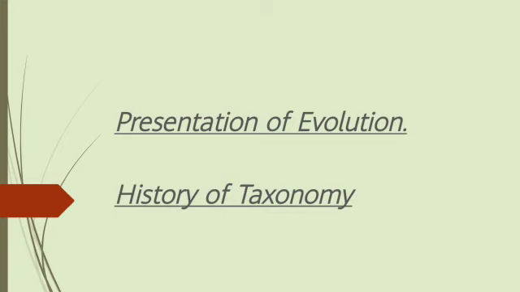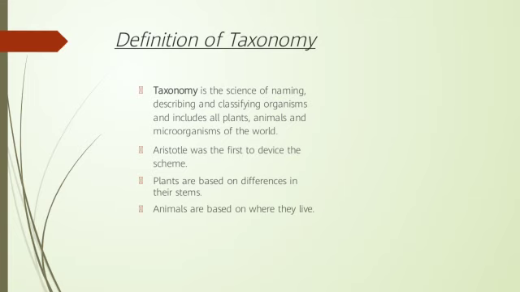Today we are going to discuss the history of taxonomy. Before going to the further details of taxonomy, we must know what taxonomy is. So, I will describe firstly the definition of taxonomy. It includes the science of naming, classifying, and describing organisms, and it also includes all plants, animals, and microorganisms of the world. Firstly, Aristotle was the first scientist who used this word, taxonomy.